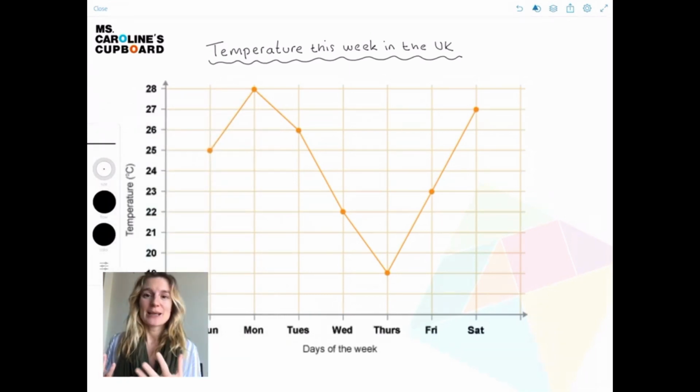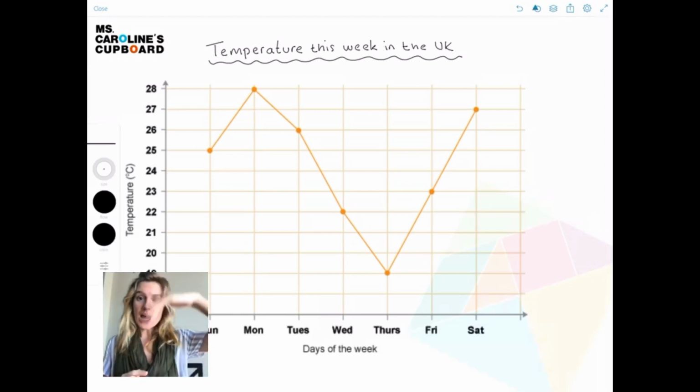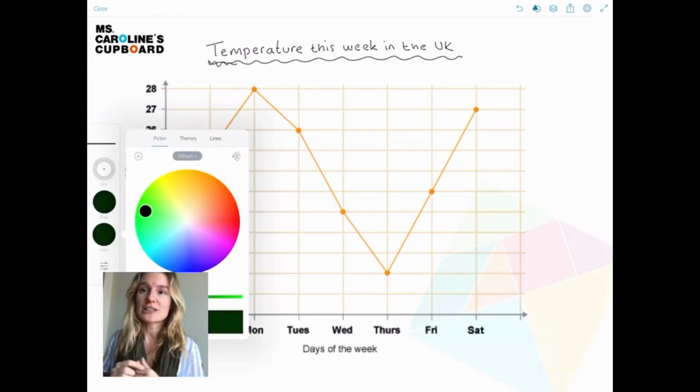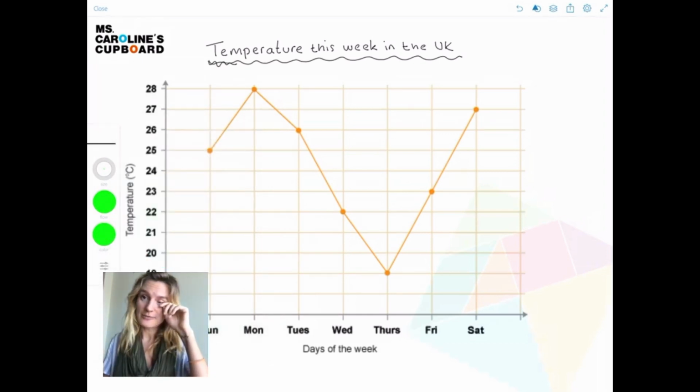Line graphs are amazing because they allow you to see data in a line form, which means we can see trends that might happen, the shape of the line, and we might be able to make predictions about what might happen next. So let's have a look at some of the features of our line graph. Let's take a look together.